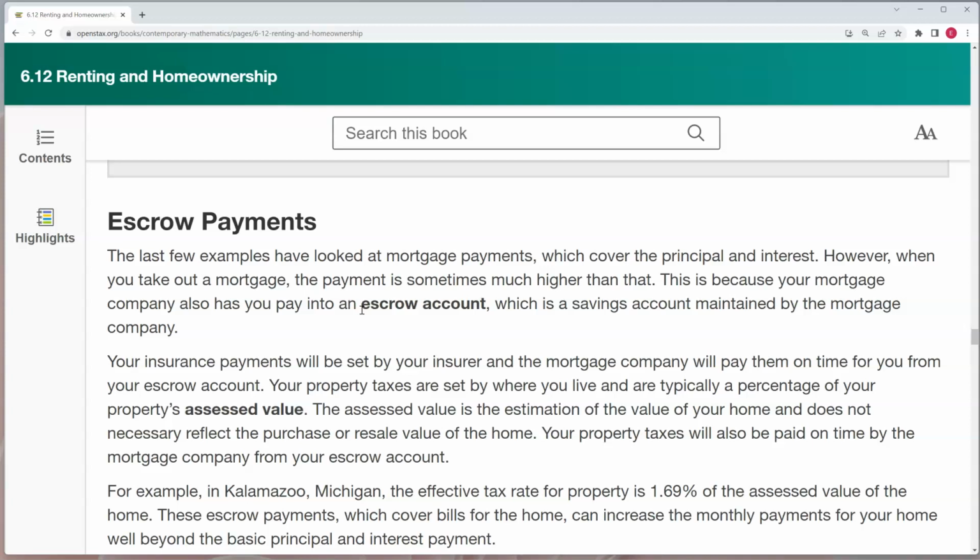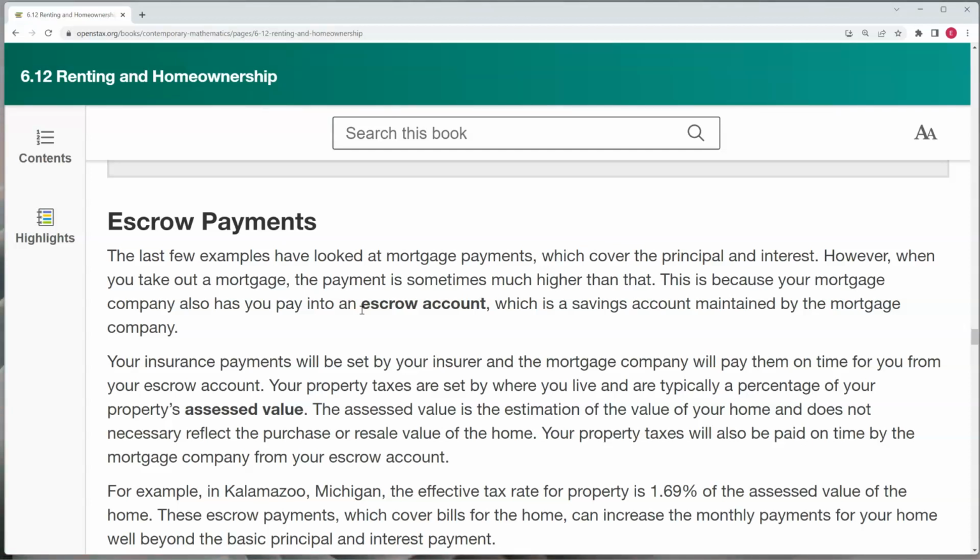And so an escrow account is a type of savings account that's maintained by the mortgage company or the bank that lends you the money for the mortgage. And the purpose of the escrow is to, out of that savings account, pay for the homeowner's insurance, if that's something that you are required to have in your state. And in the state of North Carolina, where I am from, that is absolutely required.